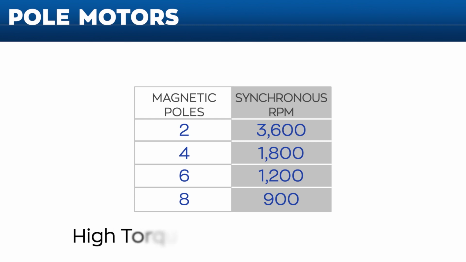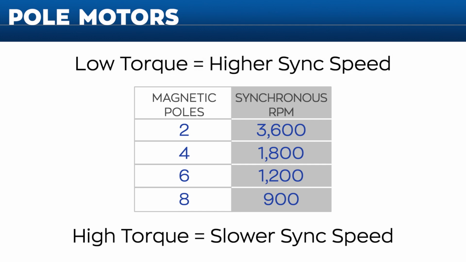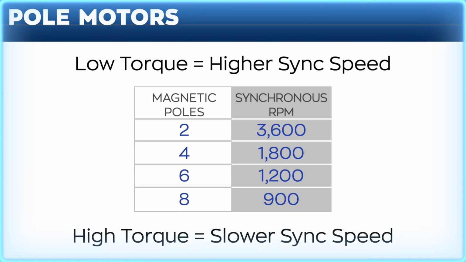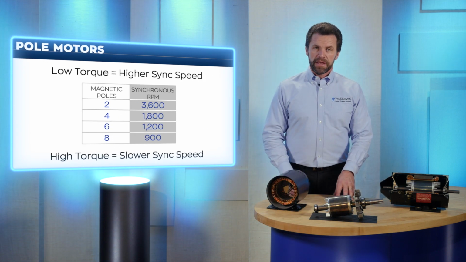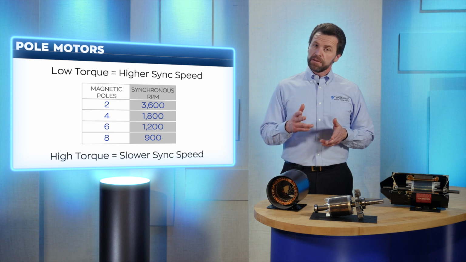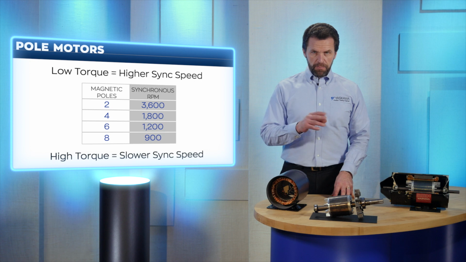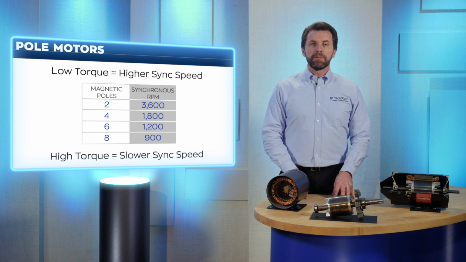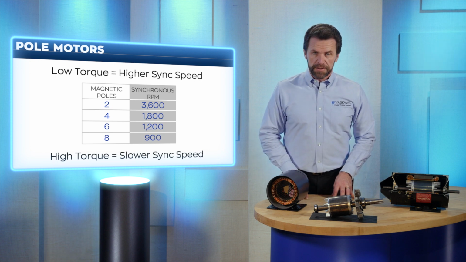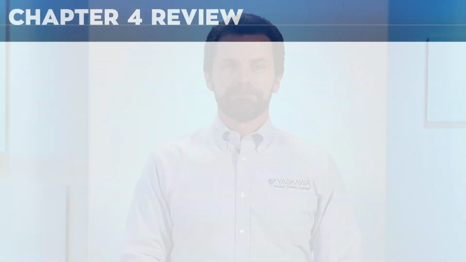So, high-torque induction motors have slower sync speeds, and lower torque motors of the same size have less torque and higher synchronous speeds. One thing to note, as pole count increases, so does the cost of manufacturing. So most induction motors are 2- or 4-pole configurations. If more torque is needed, most people will opt for a physically larger motor instead of using a 6- or 8-pole machine. Well, it's time for yet another quiz question.